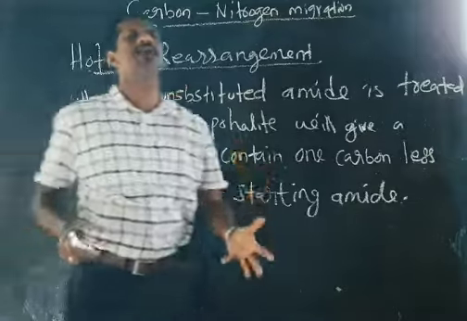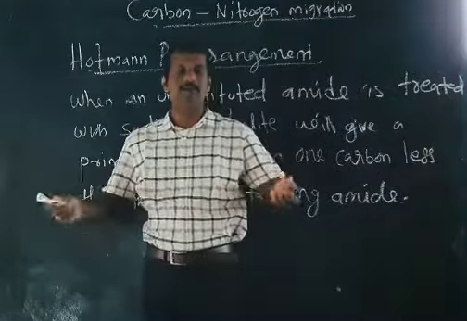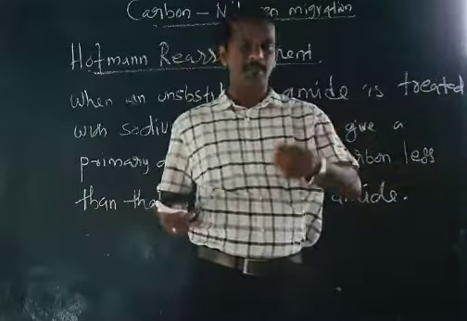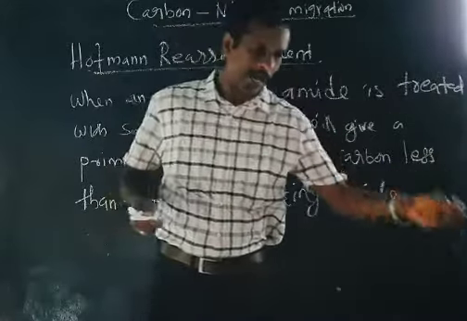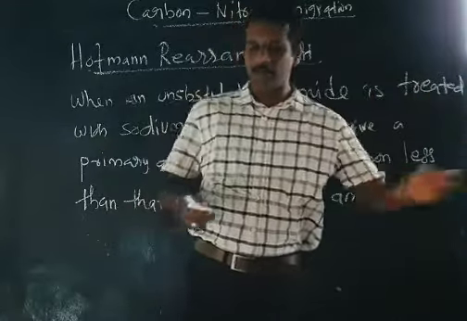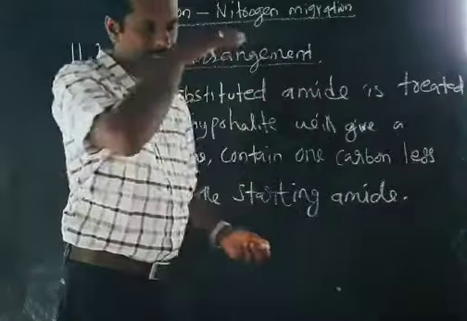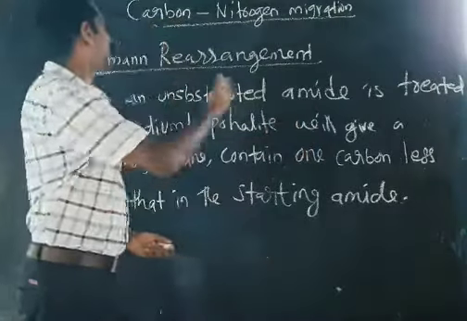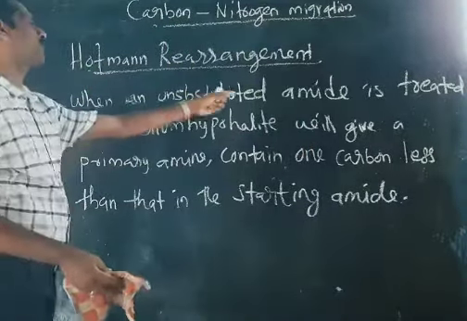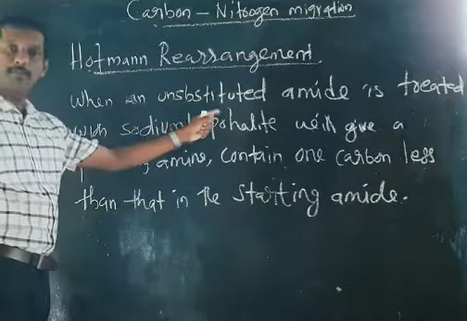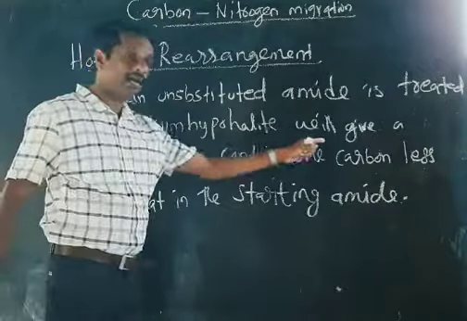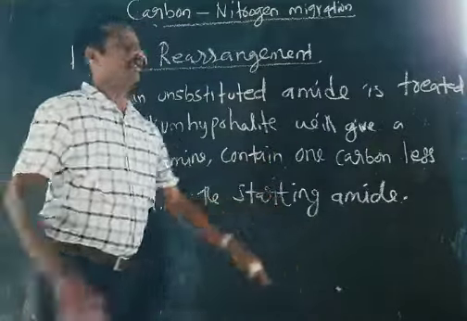So this is a very simple rearrangement. In a simple way, we can say that it is the conversion of an amide into a primary amine, that amine containing one carbon less than that in the starting amide. The rearrangement occurring in this reaction is what is known as a Hofmann rearrangement. So look here, when an unsubstituted amide is treated with sodium hypohalite, it will give a primary amine containing one carbon less than that in the starting amide.